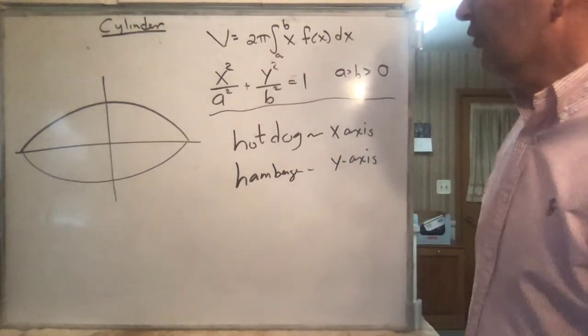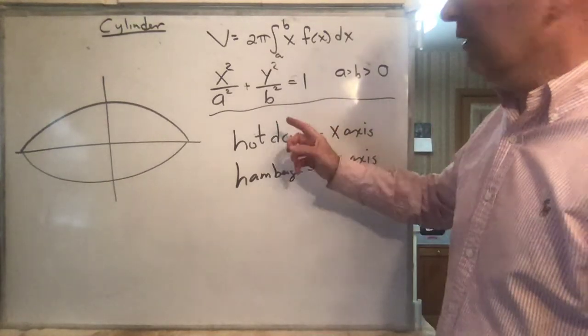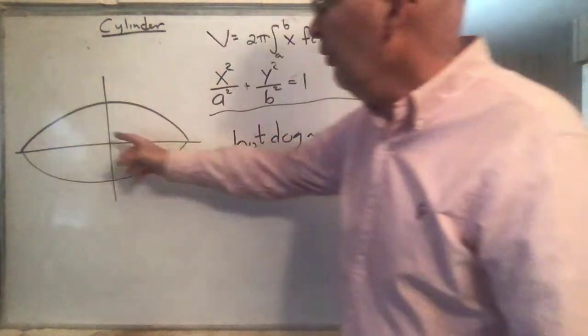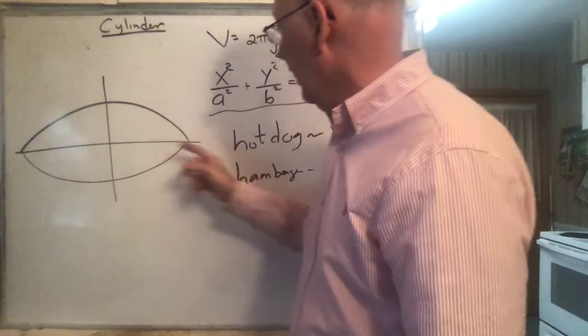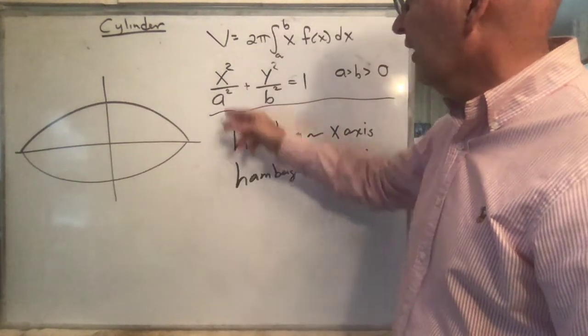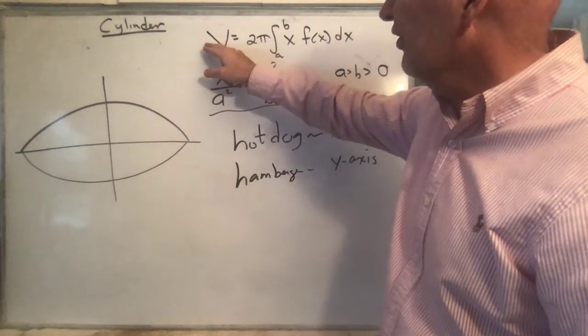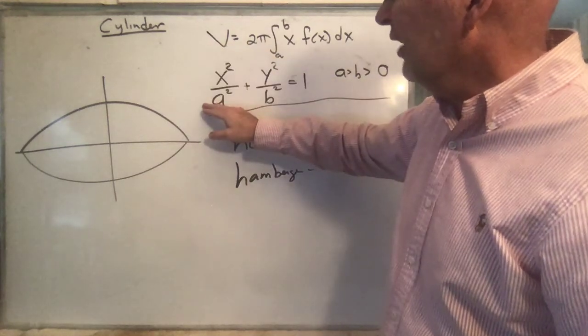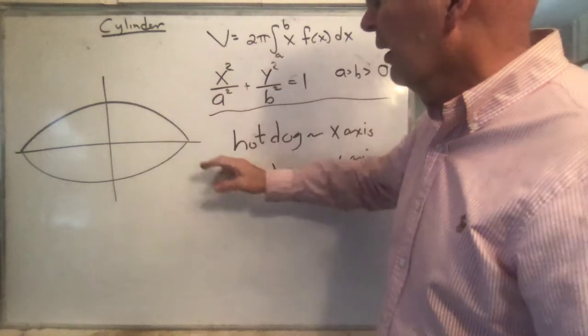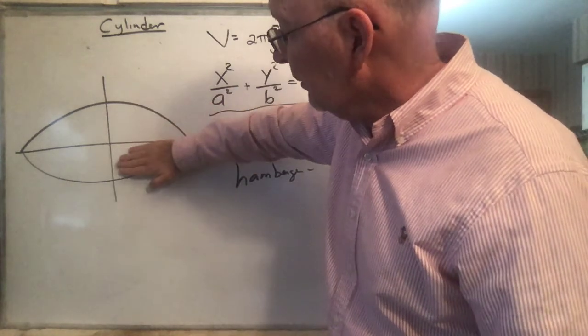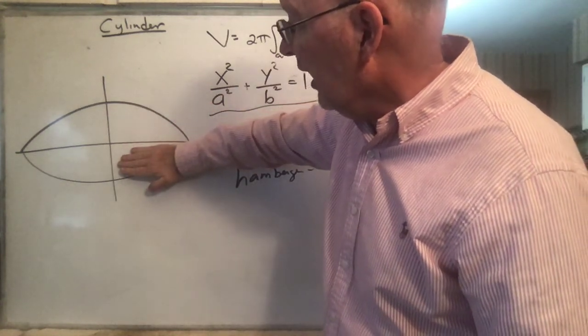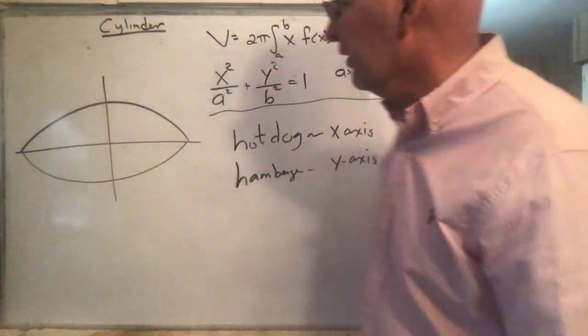Agreed? So go ahead, and here's the challenge. Try to do both. Try to do this problem. Find both of these things using both methods. Use the cylinder method, and also from last time use the disk method. Find the volumes going around the x-axis and also going around the y-axis.